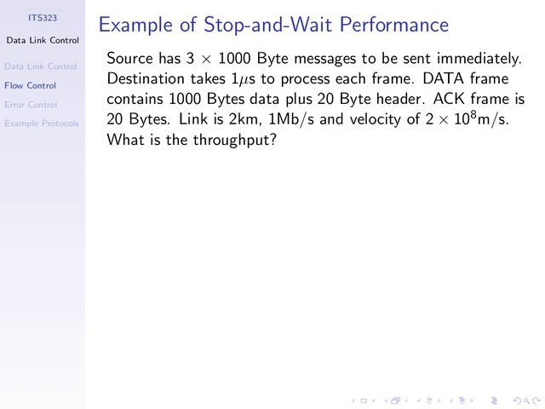This is just one example. It doesn't consider all cases. First, what is the throughput for this example? Who has an answer? What is the throughput? Then we'll look at some other cases. Anyone have a number?